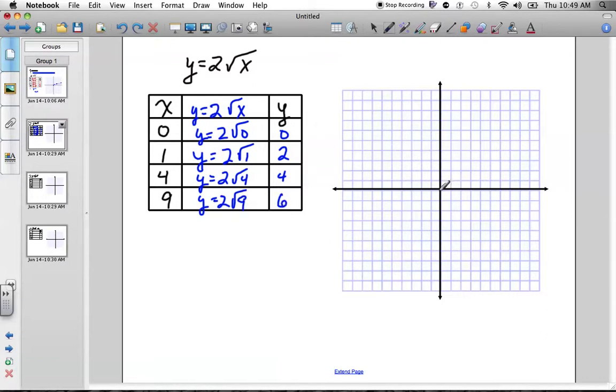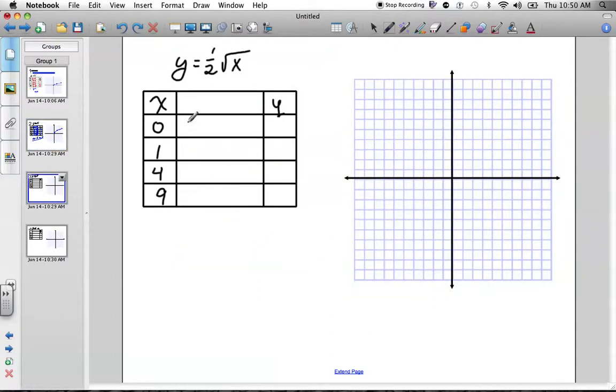And so now you have an ordered pair of 0, 0. That's your first ordered pair there. 1, 2, so we're going to go right 1 and up 2. 4, 4. And 9, 6. And now we're going to connect our points. And we still have this shape here, which we're going to call the top of an R. That's the shape of the square root function.